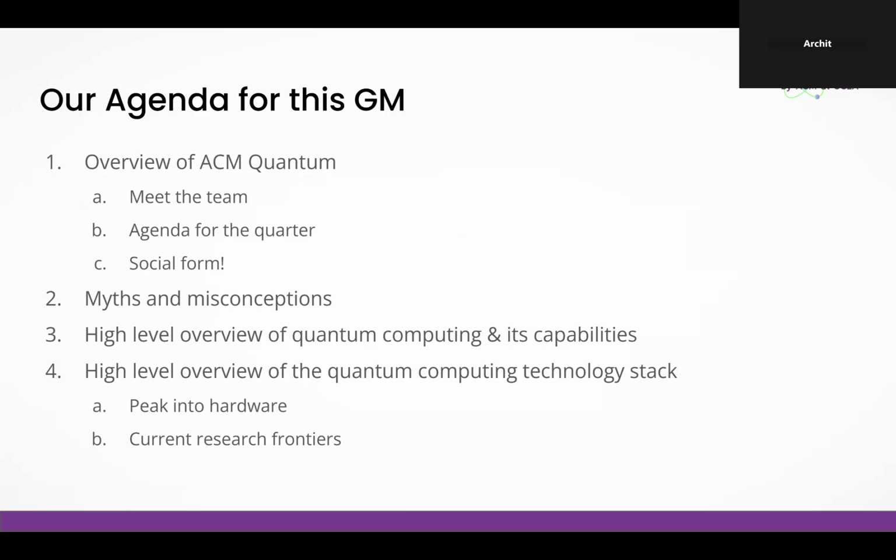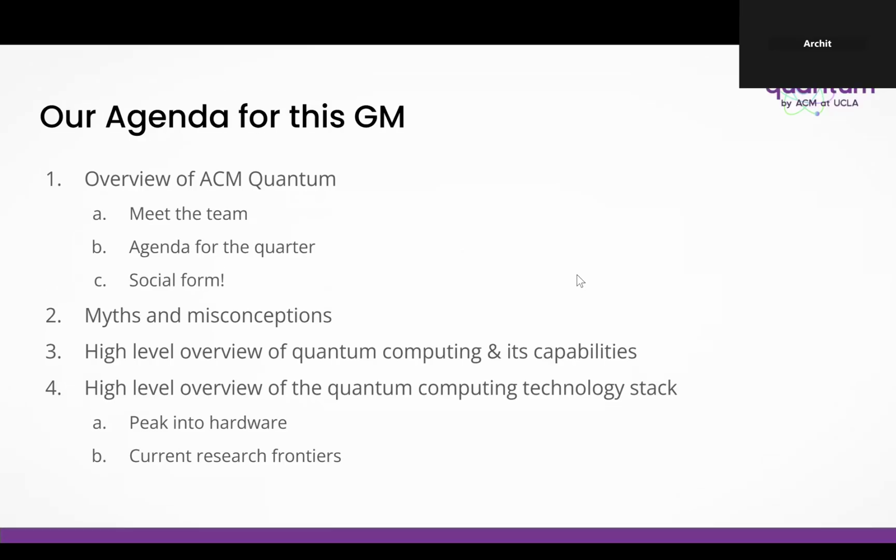Basically, today we're a pretty informal GM, so we'll just start by recapping what we're going to do this quarter. We'll do the team introductions that I've already kind of done, and then we'll fill out a social form. We can vote on an activity to do in maybe a few weeks, and then we're going to jump into some common myths and misconceptions. We'll poll you guys, see what you think on these, and then we'll let you know some reasoning about them. Then we'll move on to a high level overview of quantum computing and some of what it's capable of, some quantum properties. We'll do this at a very qualitative level before we start moving into more of the math in the coming weeks.